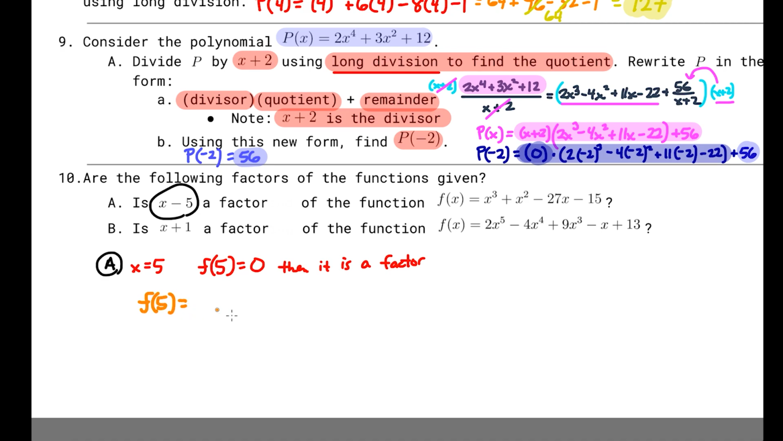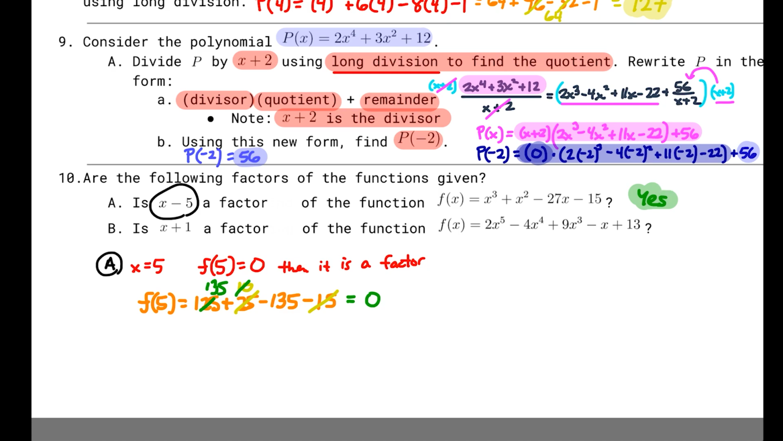So plugging in 5, you end up with 125 plus 25 minus 135 minus 15. Okay, well, let's see here. This and this are going to cancel out to be 10. And then this and this are going to cancel out to be 135. 135 minus 135 is 0. So the answer for the first one would be yes. It is a factor.